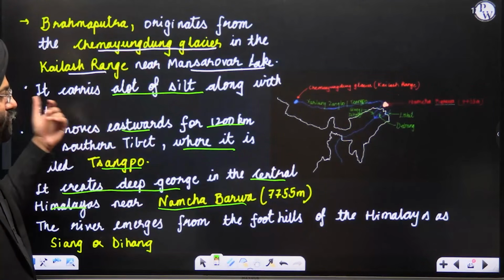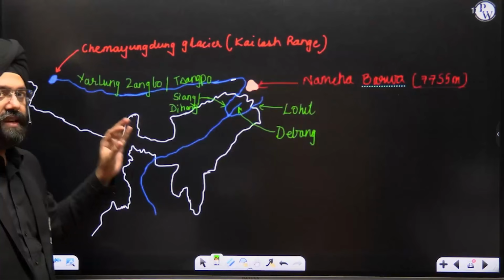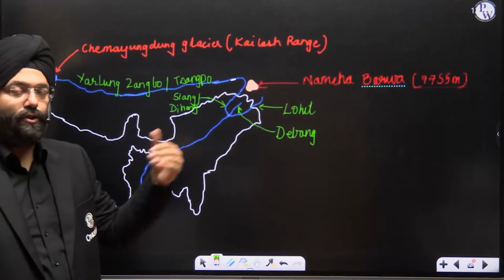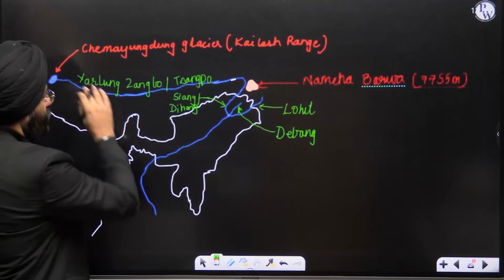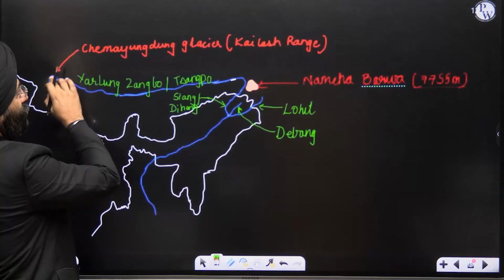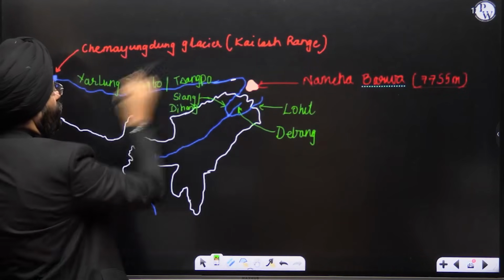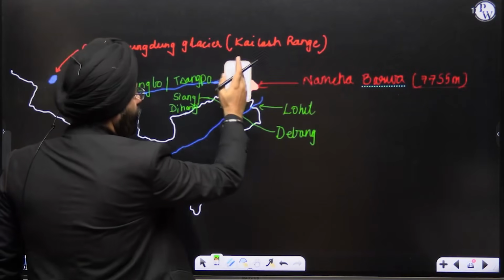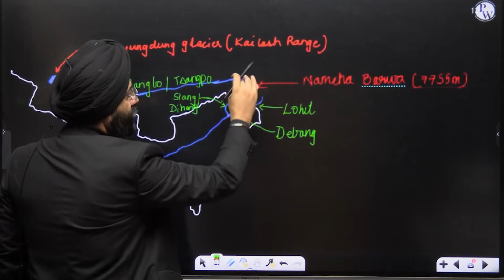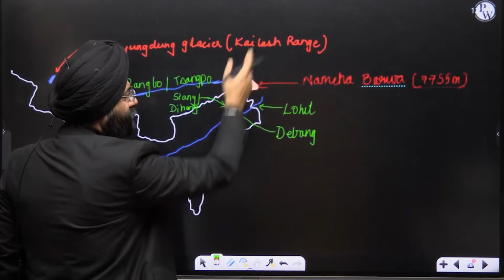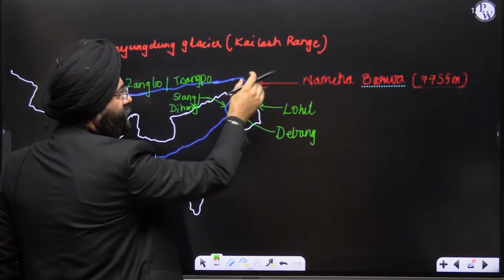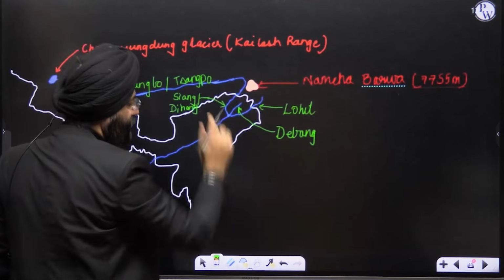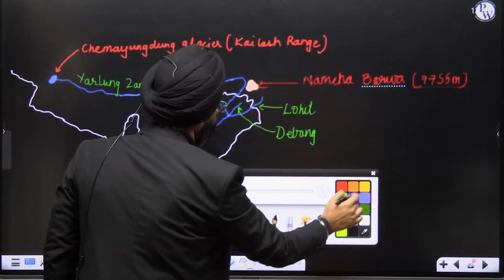Now, let us move ahead and understand certain things very carefully. Now, this is important. The Brahmaputra river, originating in the Chemayungdung Glacier in the Kailash range, moves for 1200 kilometers approximately. Then it takes a sharp turn. And in the sharp turn, again, it creates a deep gorge because it is cutting through the Himalayas just near the Namcha Barwa. Now, please understand this is very, very important.